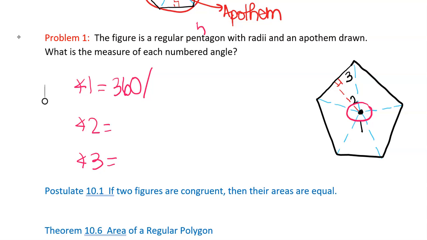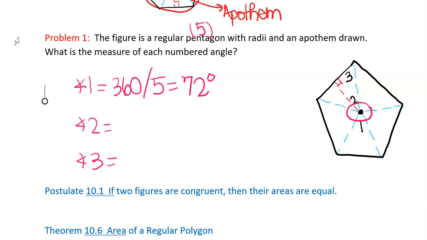A pentagon, remember, has 5 sides. And if you don't remember all of those, check out the book for pentagon, hexagon, decagon, dodecagon, so that you remember those for these types of questions. So 360 divided by 5 is 72 degrees.